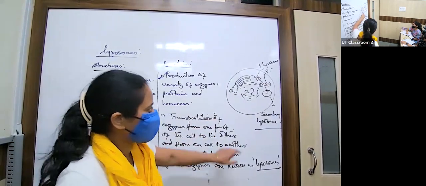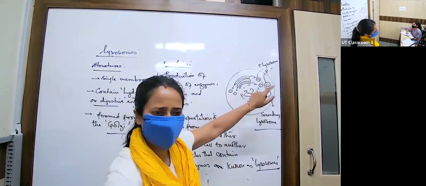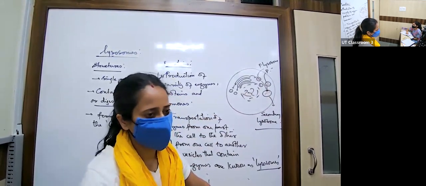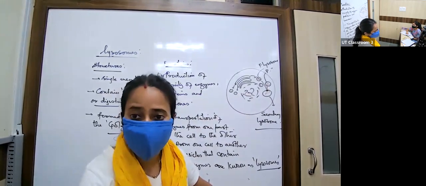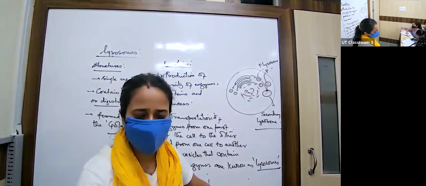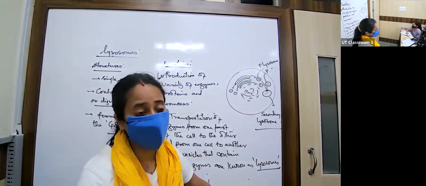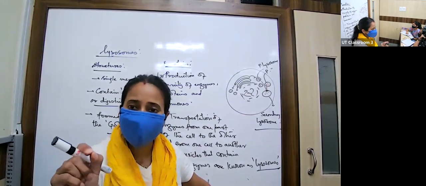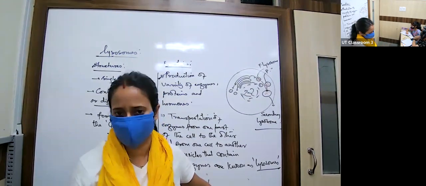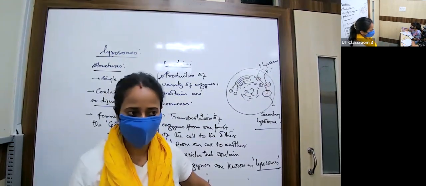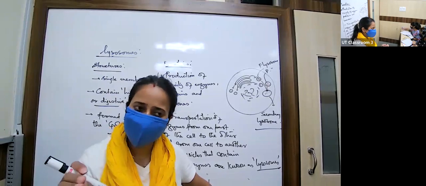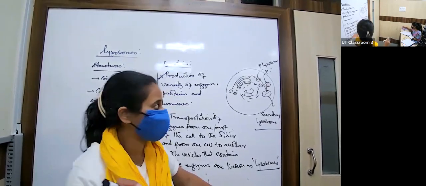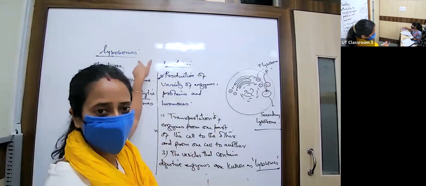These packets, repeatedly I'm telling you, Golgi produces so many packets. Every packet, which we call a vacuole, contains some enzymes. But only some packets contain digestive enzymes, not all of them. And what are these packets containing digestive enzymes known as? Lysosomes.